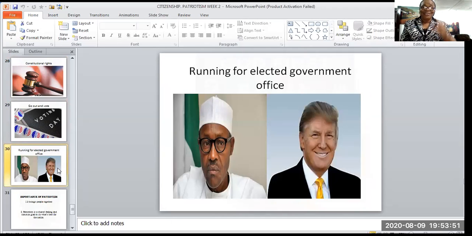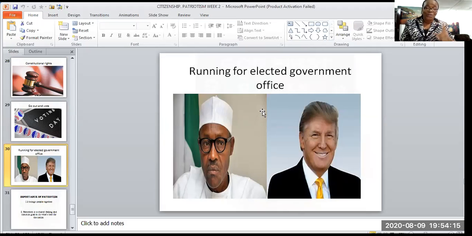Take a stand for the right thing. Do the right thing always. Make sure you vote. Yes. Then, one of the things we must do as official patriotism is running for elected government office. We must run for elected government office. We must run for the offices.